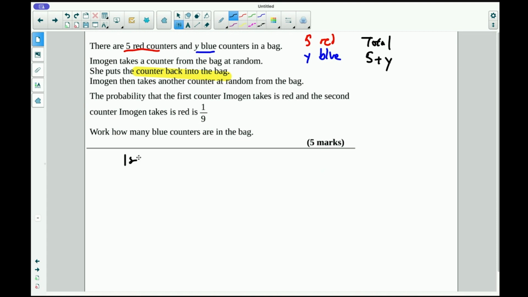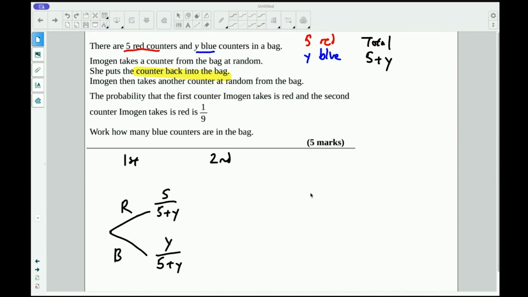So we can look at the first counter and then the second counter. So the first counter, let's say it's red versus blue. So our first probability, if it's red, there's 5 red out of 5 plus y counters, right? So 5 out of the total. For blue, it's going to be y out of the total, right? Does that part make sense?